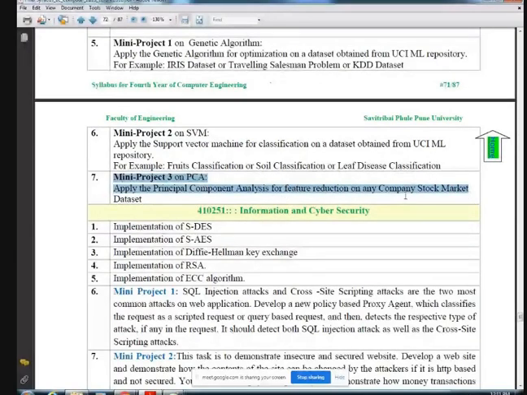So now what you do, for the mini project on PCA, import the stock market data set, and then apply the PCA on that particular data set, right? Okay, I'll take the attendance.